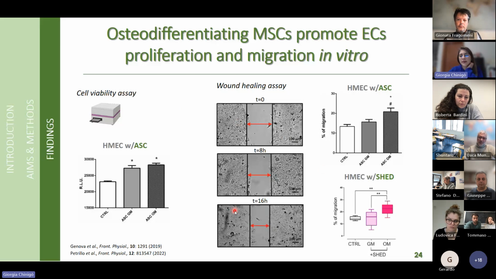Indeed, as you can see from this migration assay, the wound healing assay, basically we plated our endothelial cells in order to obtain a confluent monolayer. Then we apply the wound within the monolayer and we measure the area of this gap over time. Why? In order to assess the ability of endothelial cells to migrate and close the gap. And what we found was that osteodifferentiating stem cells significantly improve the migration of our endothelial cells, so they promote the migration of endothelial cells in vitro.